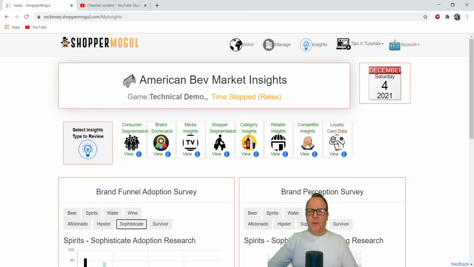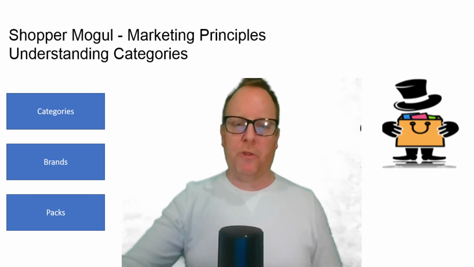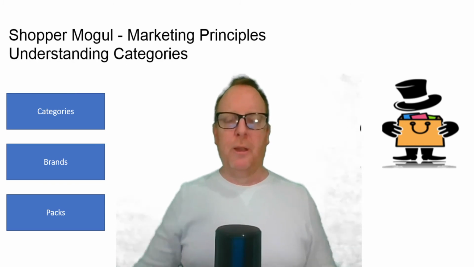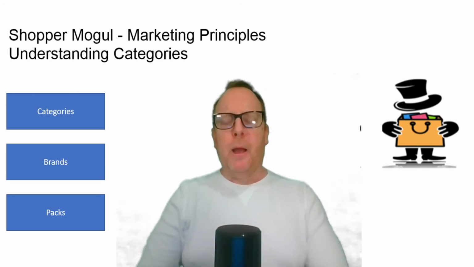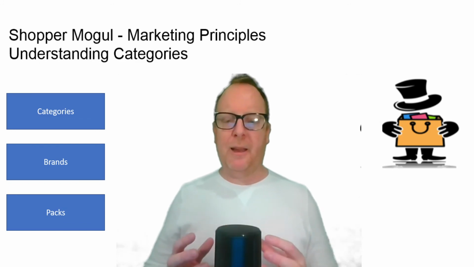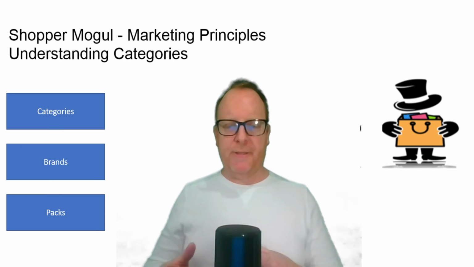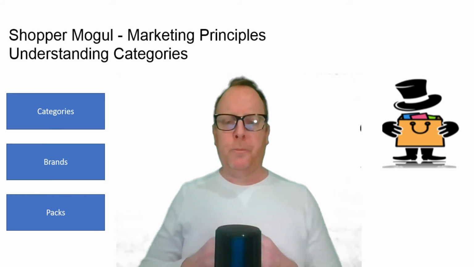So I hope that was useful as an introduction to what we mean when we talk about categories. Now, I did say earlier on, there is also a whole branch of marketing which is specifically called category management. Category management is a discipline which is generally done jointly between consumer goods manufacturers and retailers.